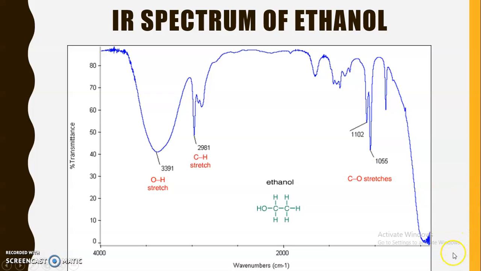Now here you can see that all the light falling on this sample is absorbed, because there is no transmittance. There is 0% transmittance, which means 100% absorbance. In this way, this particular peak is observed.